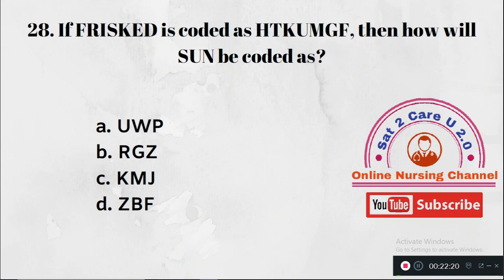Very simple here. It is a plus 2 series. You can check again: F, the second letter from F is H. From the R, the second letter is T. So use the same trick. From the S, the second one will be U. From the U, the second one, so option A will be right.